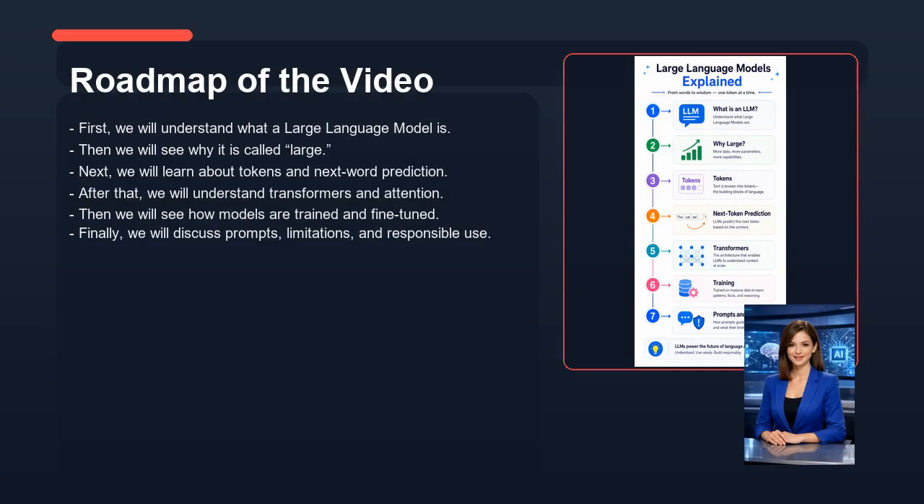Now let's look at the roadmap of the video. First, we will understand what a large language model is. Then we will see why it is called large. Next, we will learn about tokens and next word prediction. After that, we will understand transformers and attention. Then we will see how models are trained and fine-tuned. Finally, we will discuss prompts, limitations, and responsible use.